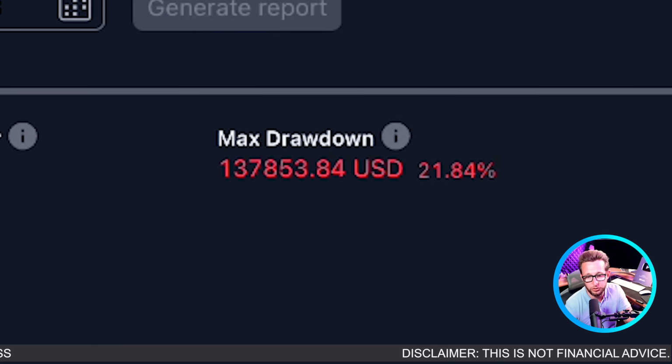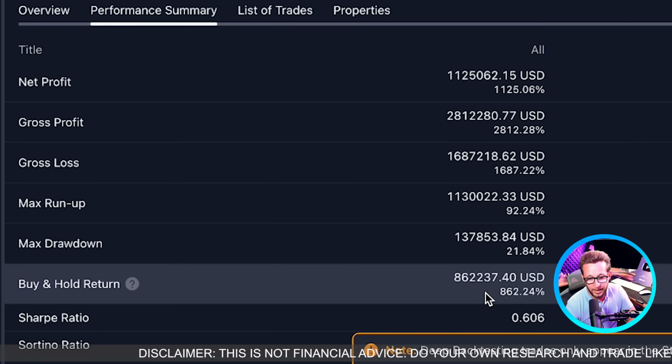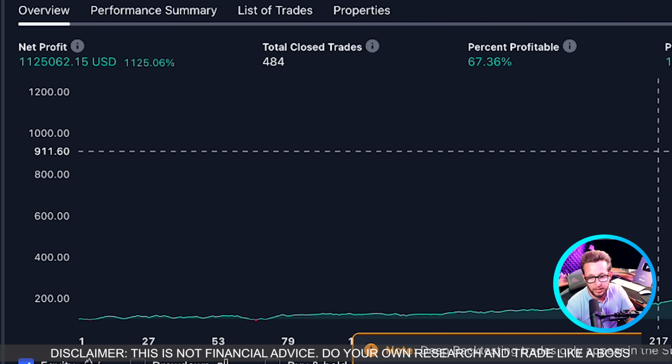Remember, guys, we are using leverage here. So the max drawdown you can obviously decrease by decreasing the leverage. The buy and hold would be 800%, so we absolutely smashed that as well.